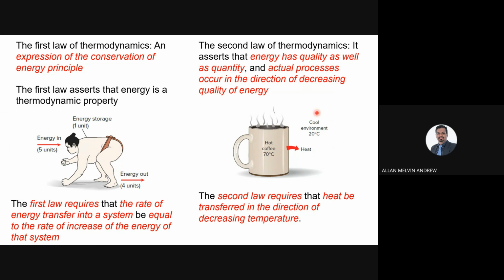And once it reaches 20 degrees, will it go further down? Who can answer? So yeah, the environment is 20. So will it go further to 10 degrees? No, it will remain at 20 degrees. Because your environment is 20 degrees. If your environment is 10 degrees, it will go further until 10, but it will never go below the environmental or the ambient temperature. We call it ambient temperature.